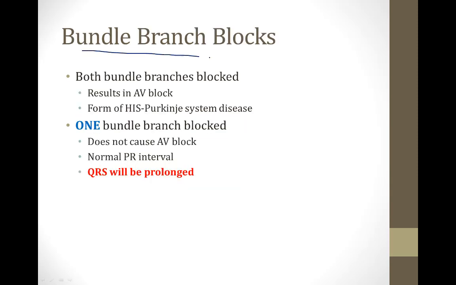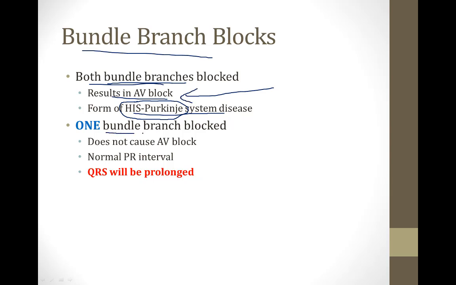Now let's talk about bundle branch blocks. So when both bundle branches are blocked, this results in AV block. This is a form of His-Purkinje system disease. Remember, the His-Purkinje system includes the bundle branches. So if both bundle branches are sick and do not conduct impulses, then that leads to AV block.